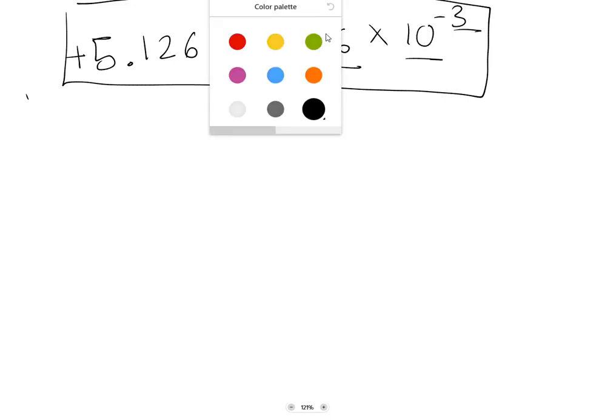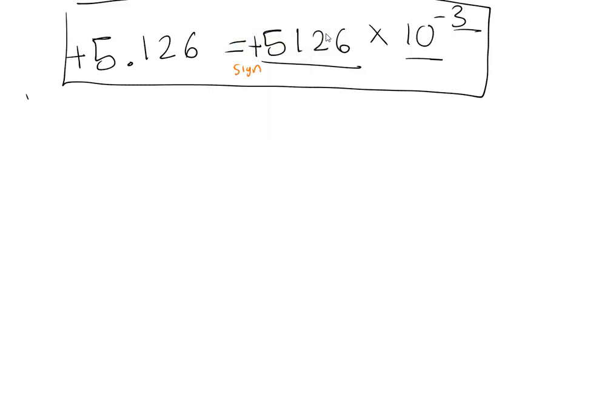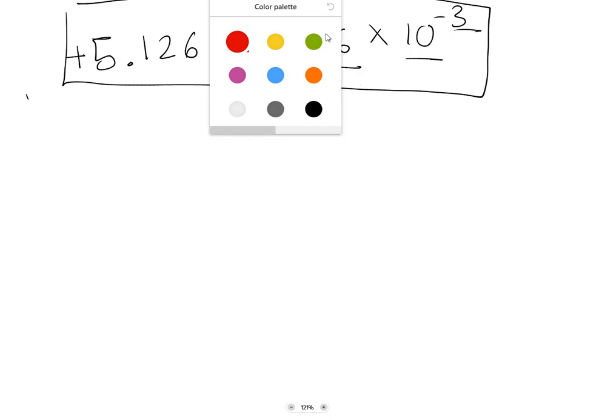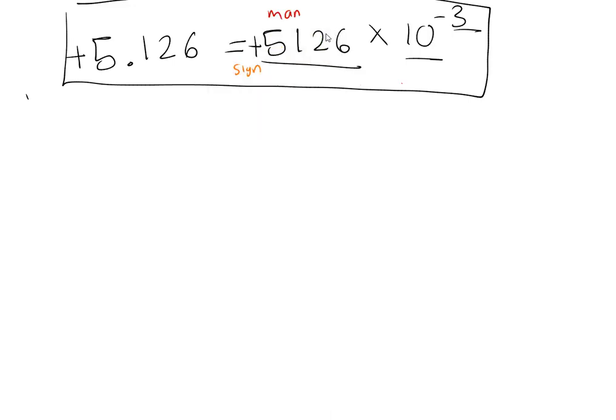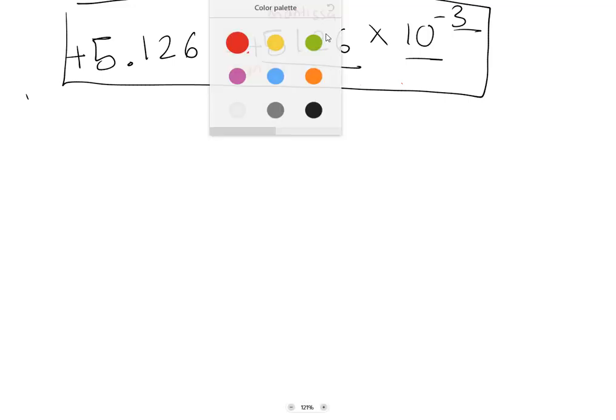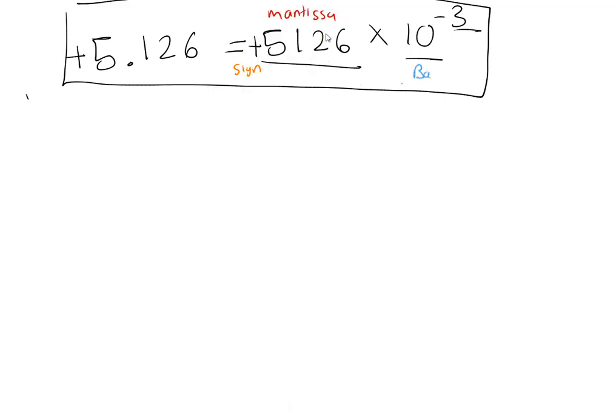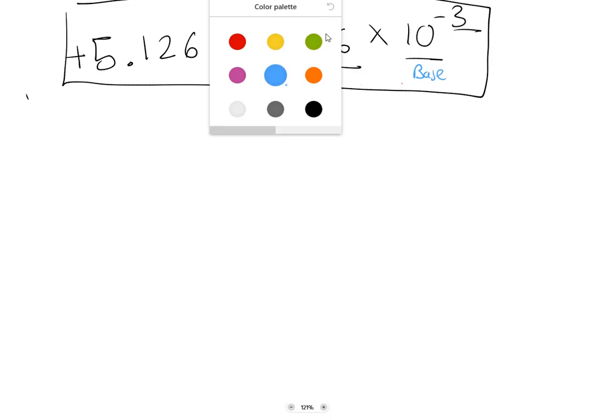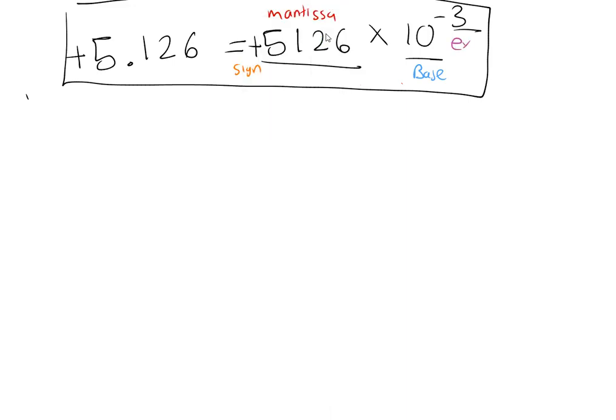I'm going to write it down here. We've got a sign, we've got something called the mantissa, we've got something called a base, and we've got something called an exponent. I'm sure you know what these words mean. Maybe you don't know what mantissa means, but now you know. And so, number one, let's talk about the sign. You need a single bit.